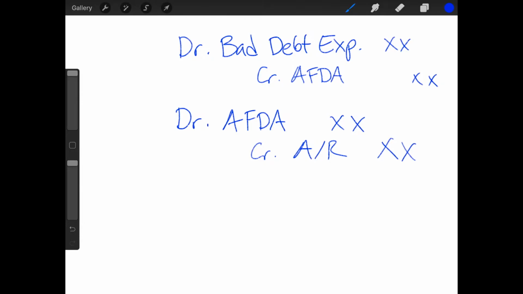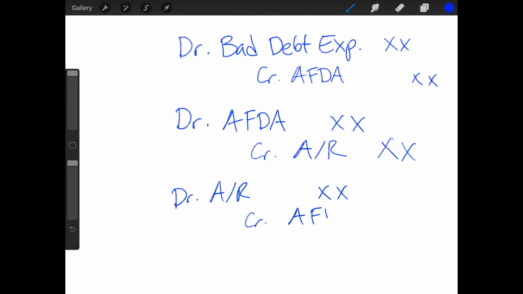This next transaction is actually made up of two journal entries, and what we're going to talk about is what happens when someone whose account we had previously written off with that debit to AFDA and credit to accounts receivable comes back to us and says, I'm actually able to pay you now. In that scenario, we debit our accounts receivable to increase it, because now we expect to receive cash from them, but we also credit our AFDA account. That increases again the allowance for uncollectible accounts that we don't actually expect to receive.